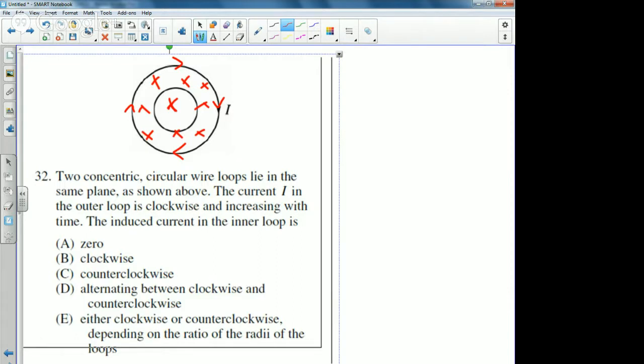Now, as the current gets stronger, because the magnetic field is equal to mu naught I over 2 pi r, the magnetic field gets stronger. So overall, what this is telling us is that the inward flux is increasing. It's getting stronger and stronger. So the question is, what is the other loop going to do? Well, the other loop, of course, is therefore going to try to weaken it.